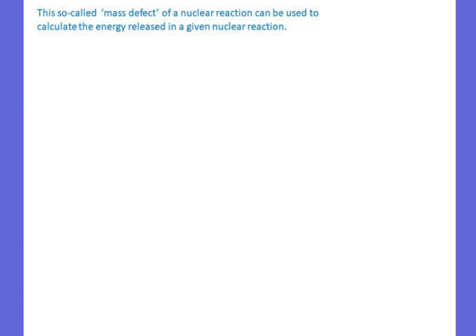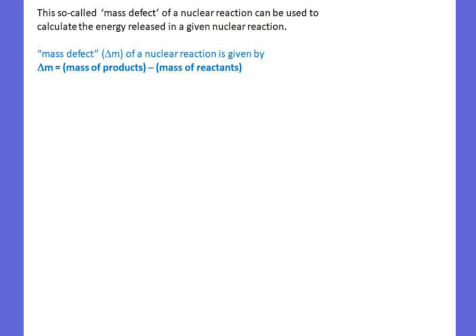This so-called mass defect of a nuclear reaction can actually be used to calculate the energy released in any given nuclear reaction. So mass defect, we're going to call it delta M, of a nuclear reaction is just given by the mass of the products, take away the mass of the reactants. Just like in chemistry, in any reaction, reactants are the things you start with and the products are the things you finish with. So the mass defect is the mass of the products, take away the mass of the reactants.